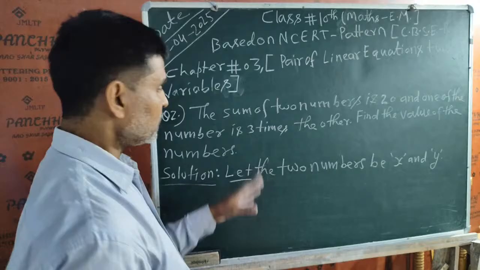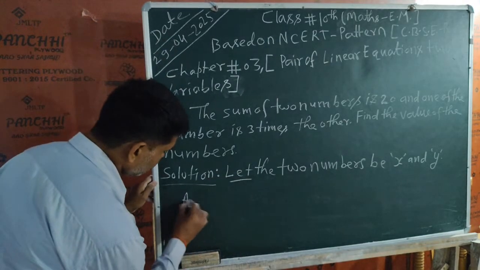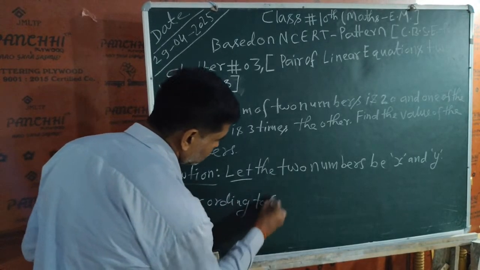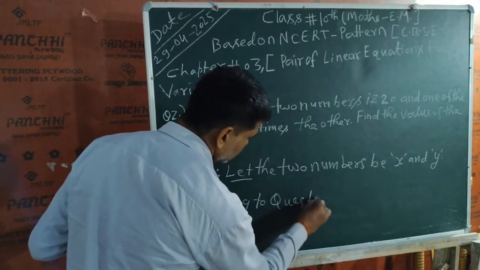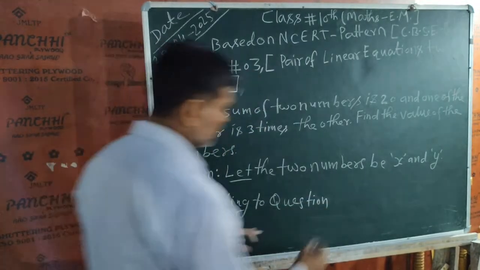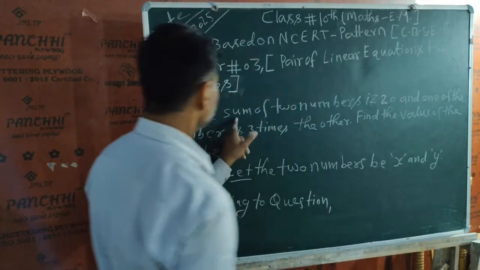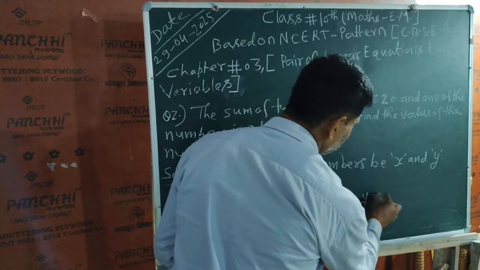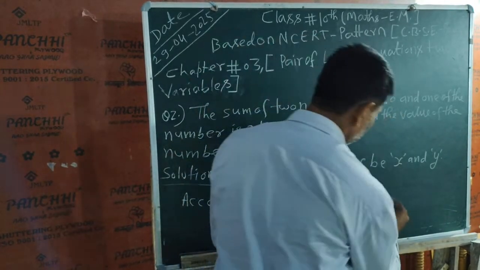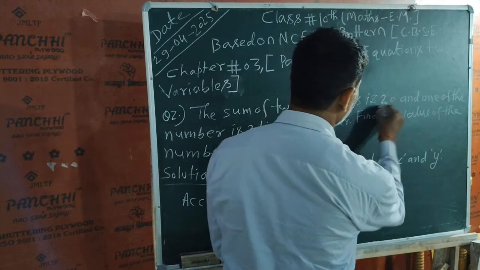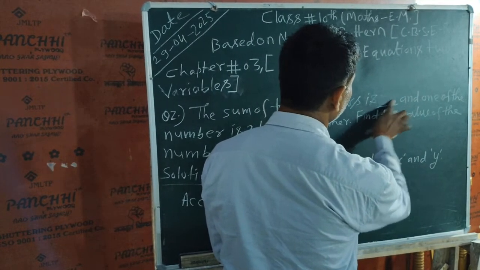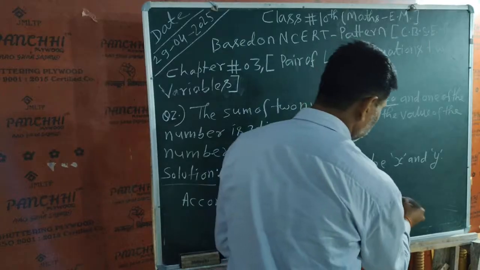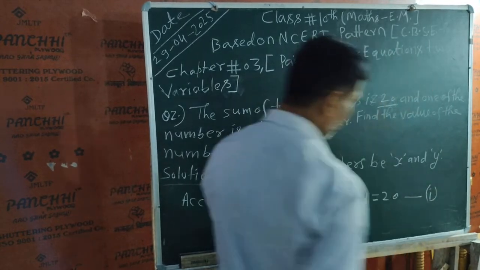Okay student, so according to the question I have to write it. Here I am going to write according to the question: the sum of two numbers. One number is x and the other number is y, and that is given as 20. So here I will write 20. Okay students, I write 20 because the sum of two numbers is given as 20. So this is equation number 1, as per the information.